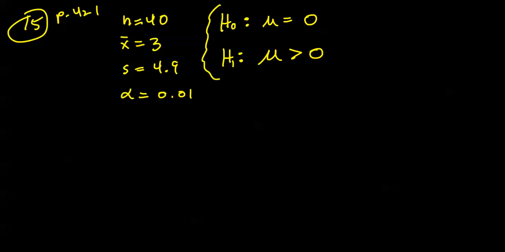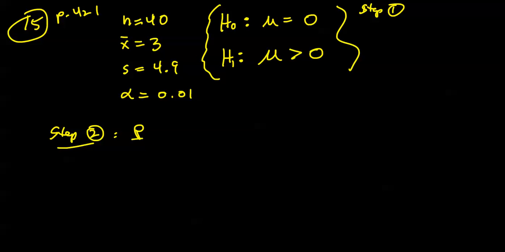Really, they're asking here, is the program effective? You know, is this mean weight loss greater than 0? If that is a true statement, then I suppose we could judge that the weight loss program is successful. More on that later. Alright, step 1 is done. We've clearly stated the hypotheses. Step 2, compute the p-value.